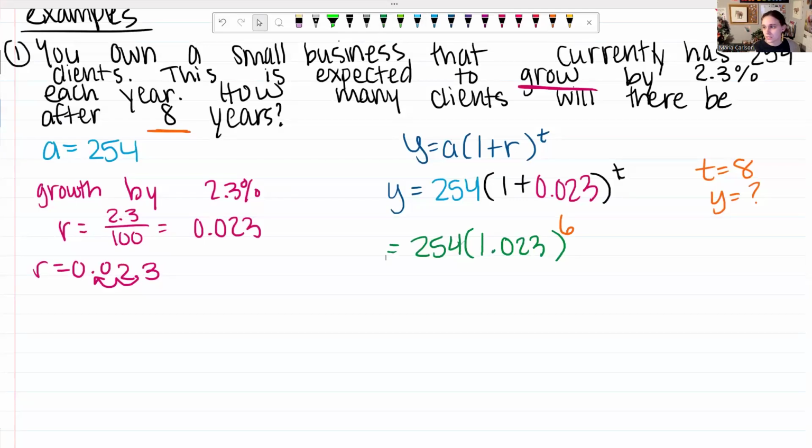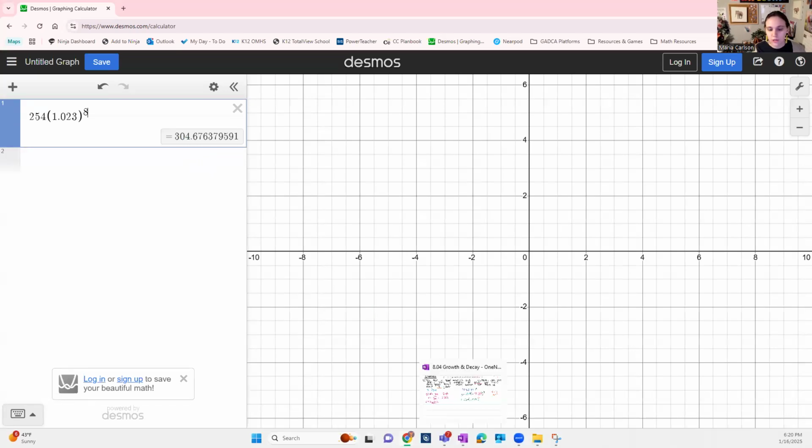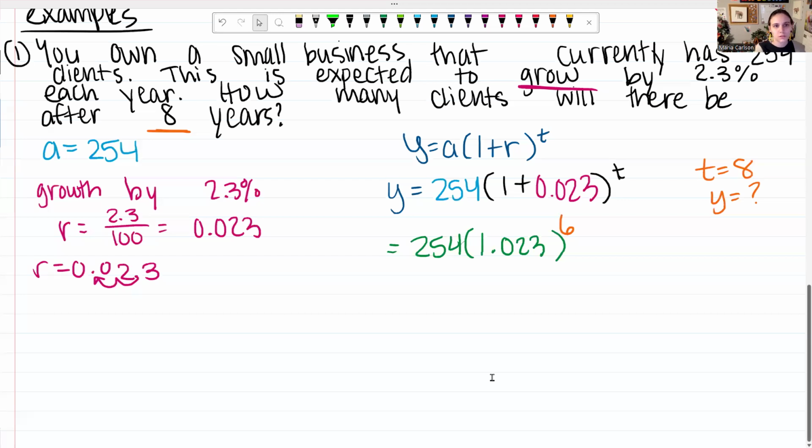And I'm going to use Desmos for this, and I really encourage you to do the same. So I'm going to take the original equation, 254, and then we have 1.023. It'd be the same thing if I added 1 plus 0.023. And I'm going to raise that to the 8th power because I'm interested in how many clients we'll have after 8 years. Now I get a decimal. I get 304.6763, and so on. Oops. I accidentally wrote 6 here. We were interested in when t was 8, not 6.